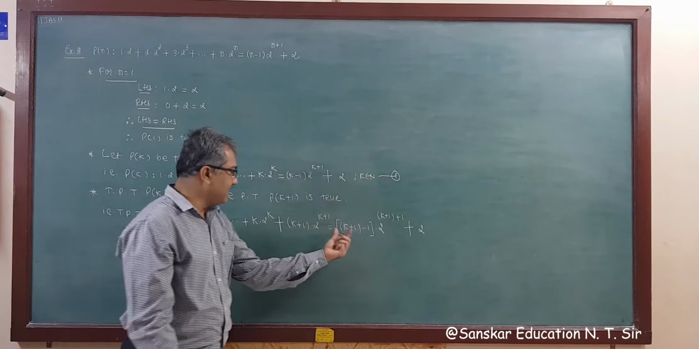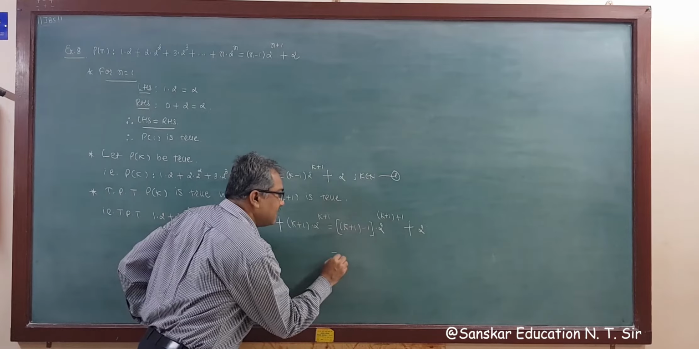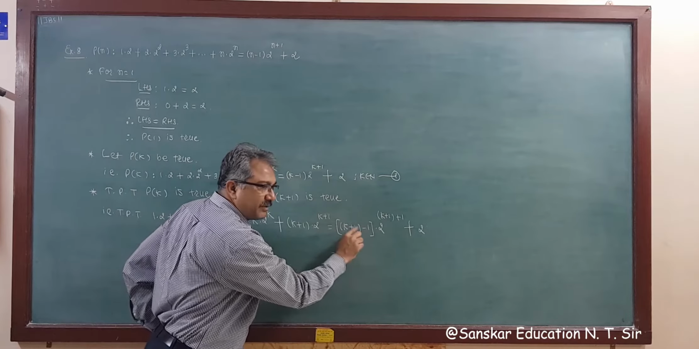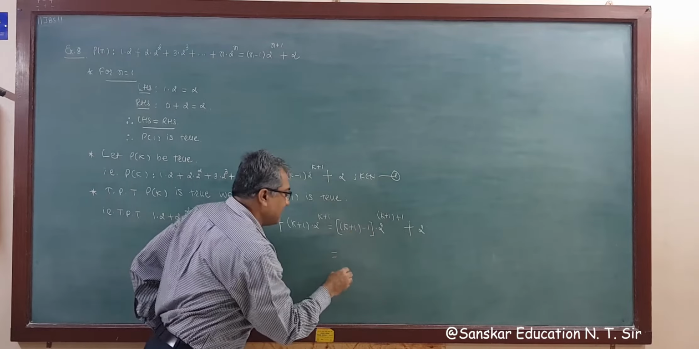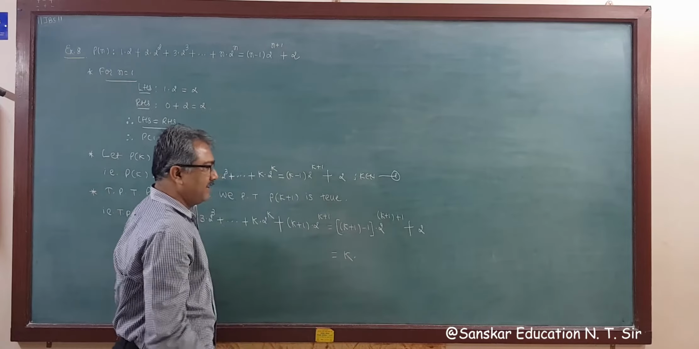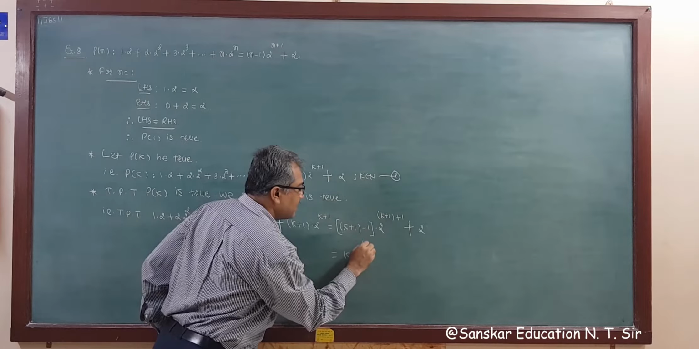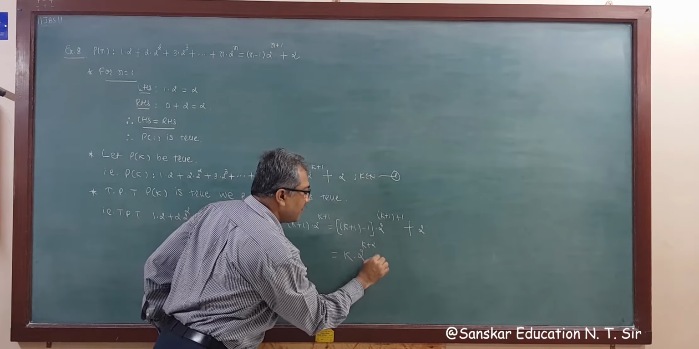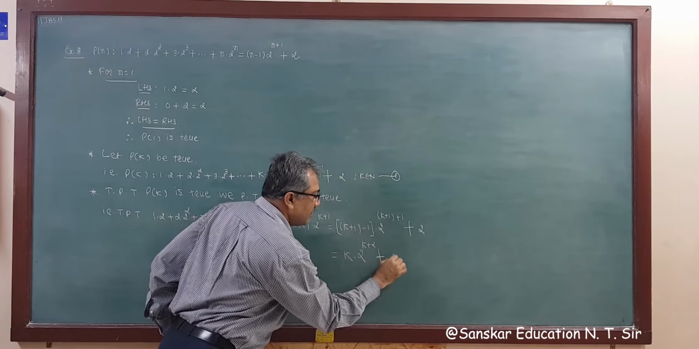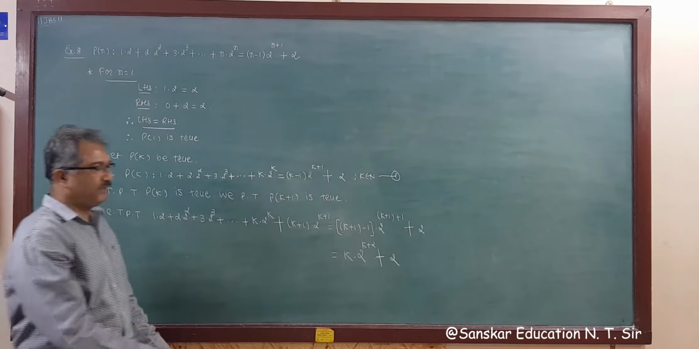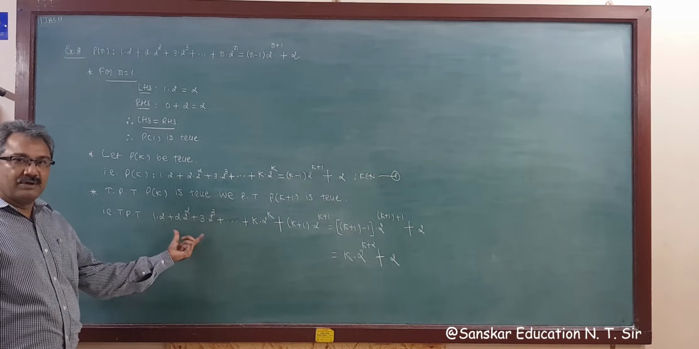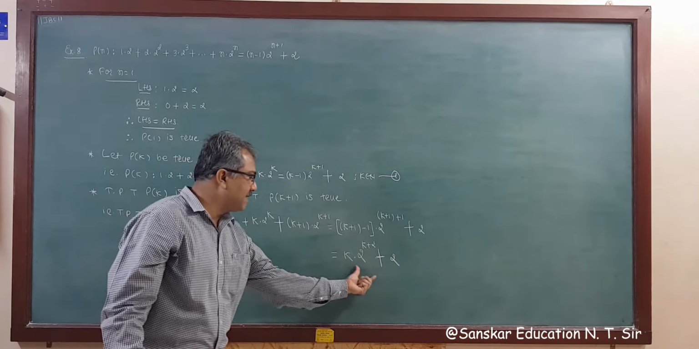Now simplifying this, what we get? This is k plus 1 minus 1. Minus 1 plus 1 will be cancelled. So answer is k. Right? And this is 2 raised to k plus 1 plus 1, that is k plus 2, plus 2. This you have to prove. Right? So now this is left hand side. This is right hand side.